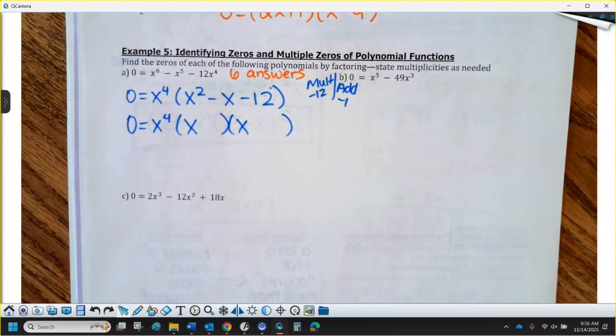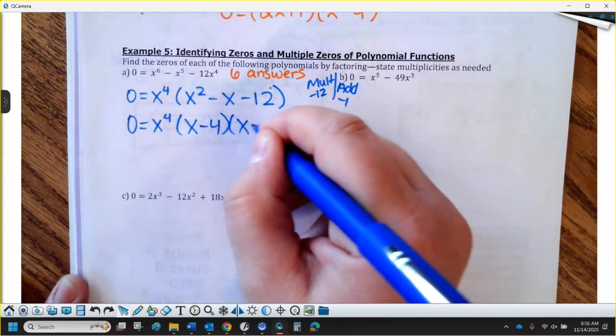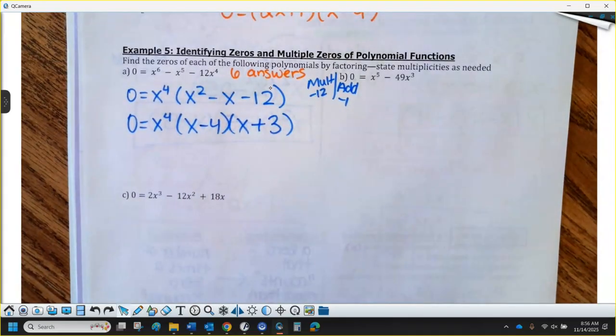You've got 1 and 12, 6 and 2, 3 and 4. So I've got to multiply to get negative 12, add to get negative 1. It's got to be 3 and 4. Which one has to be negative? The 4. All right, so x minus 4, x plus 3. The order that you put those in does not matter.